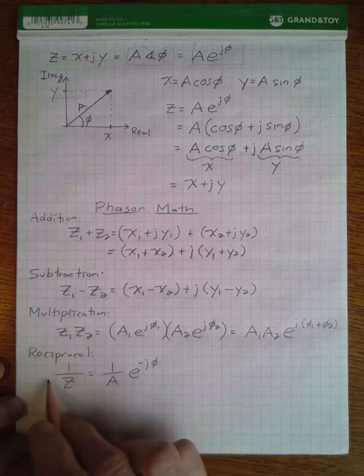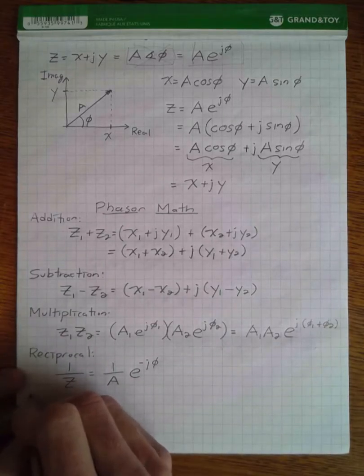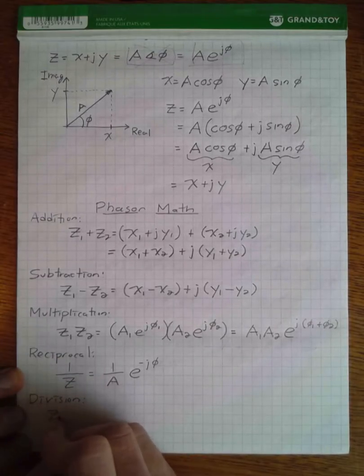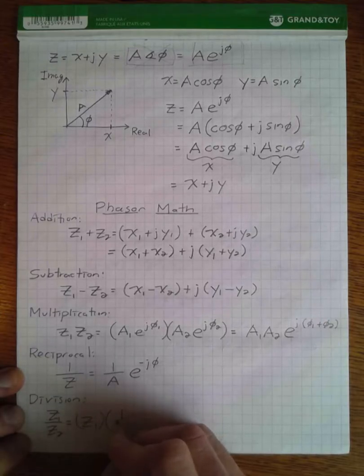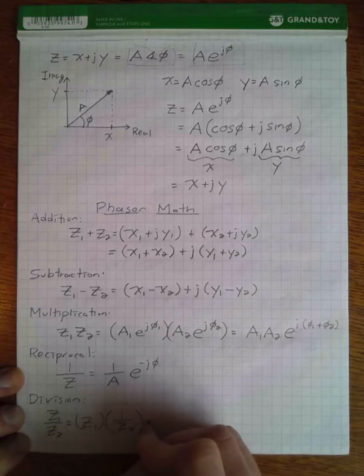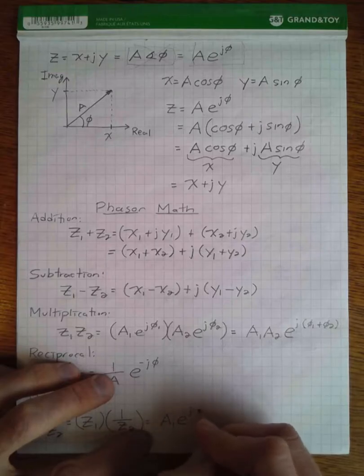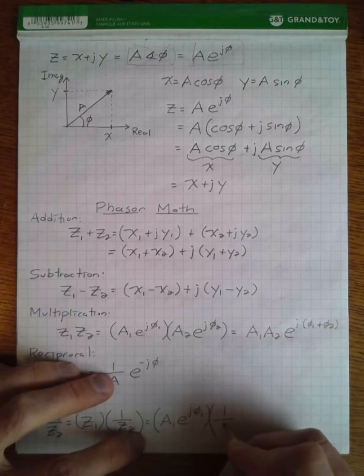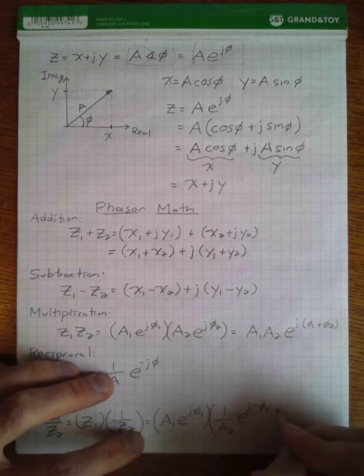And we can extend this, we can combine the reciprocal result with the multiplication result to represent division. Z1 divided by Z2 is just equal to Z1 times the reciprocal of Z2. So we have A1 e to the j phi 1 times 1 over A2 e to the j minus phi 2.